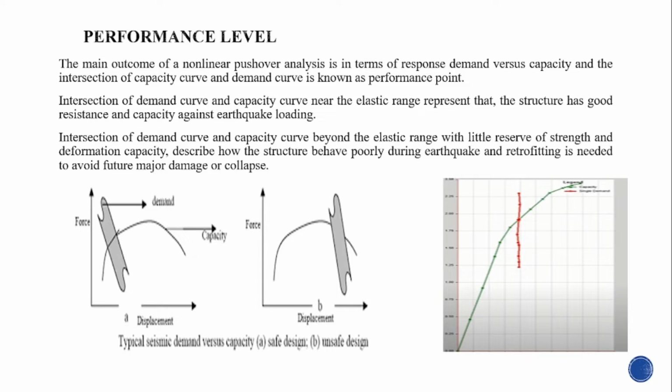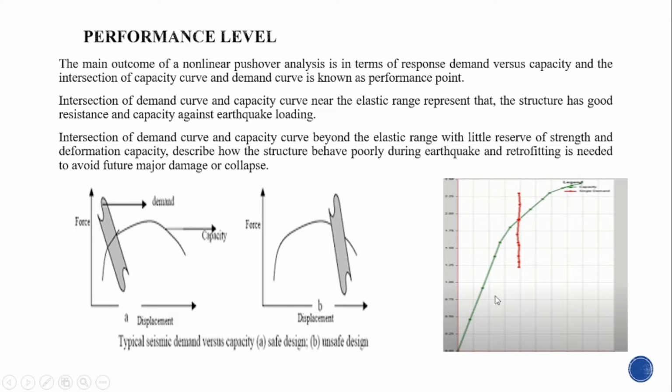In the performance level, the main outcome of nonlinear pushover analysis in terms of response is the earthquake demand versus capacity, and the intersection of the capacity curve and the demand curve is known as the performance point. This line is the capacity curve, this is the demand curve, and this intersection point is the performance point.